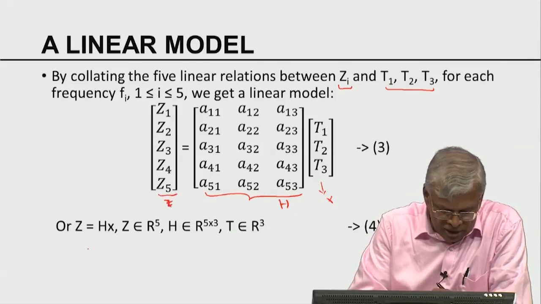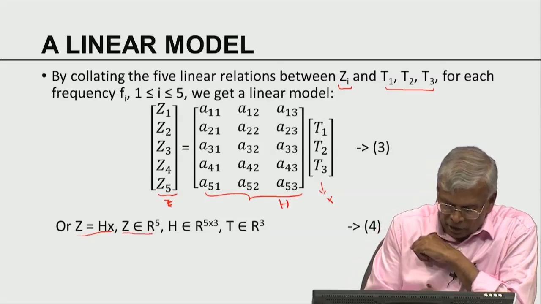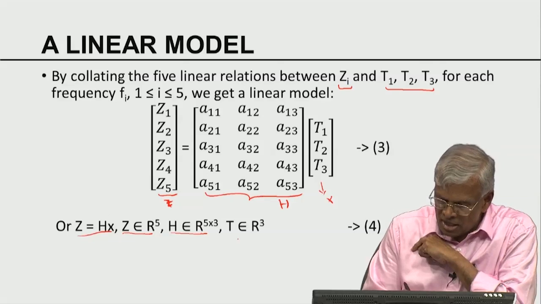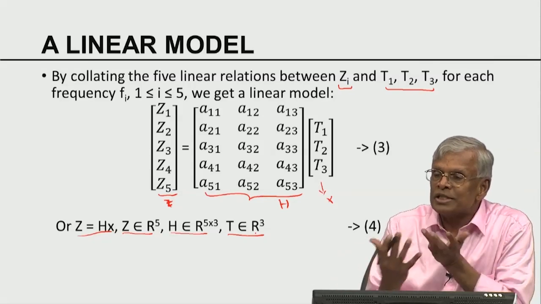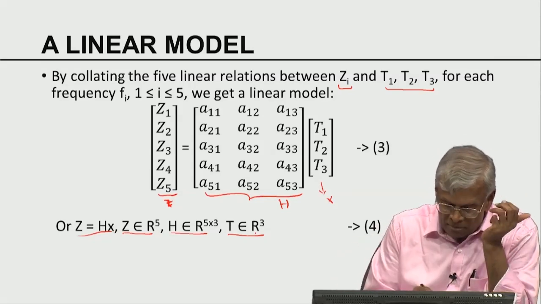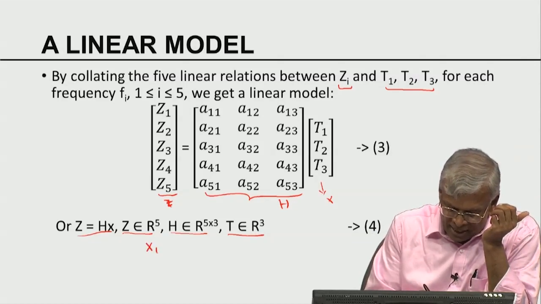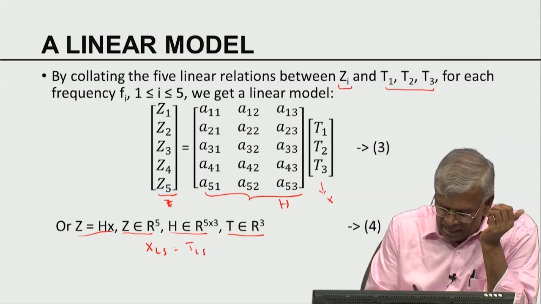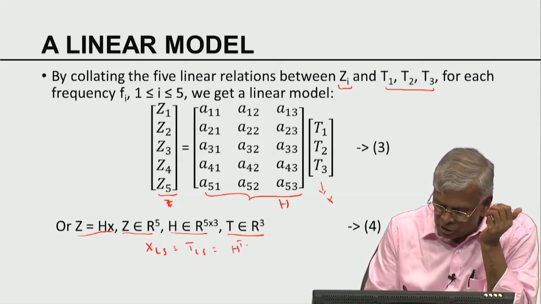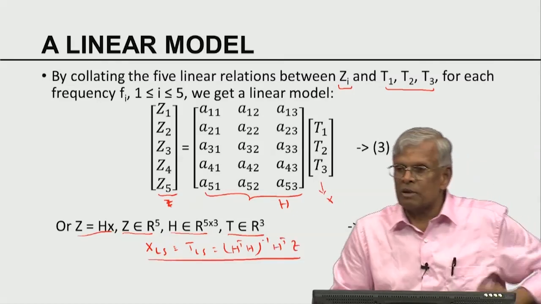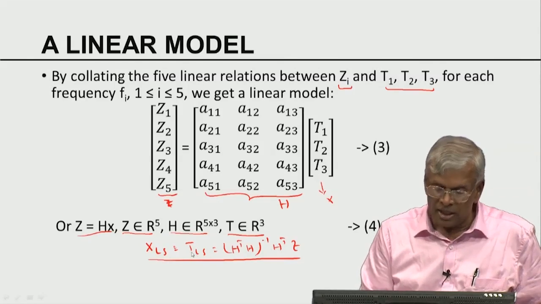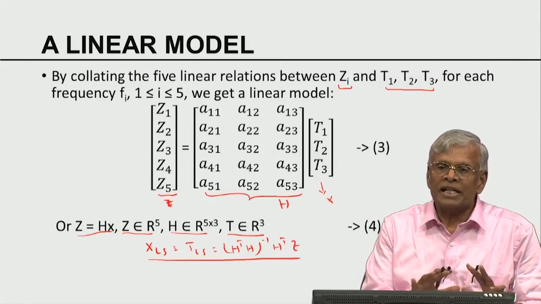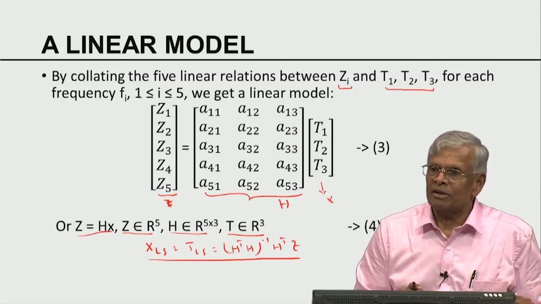Therefore, I have Z equal to HX, with Z belonging to R5, H belonging to R5 by 3, and T belonging to R3. If I invert this problem, I get T. This is a linear least square problem, and I can solve it. XLS, which is TLS, is equal to the inverse of H transpose H times H transpose Z. So I can solve this linear least square problem very easily. Now you see how our simple linear least square problem can be used for satellite retrieval measurements.